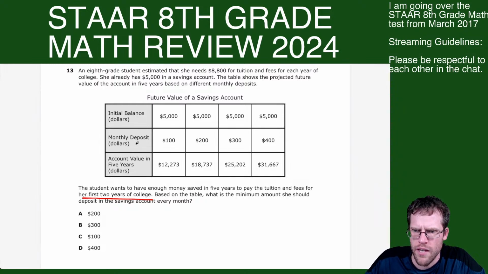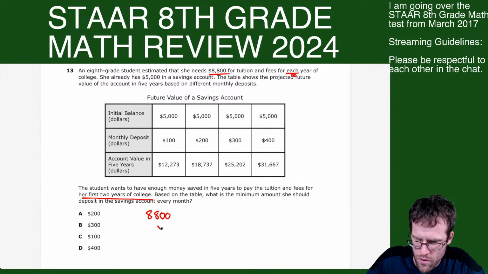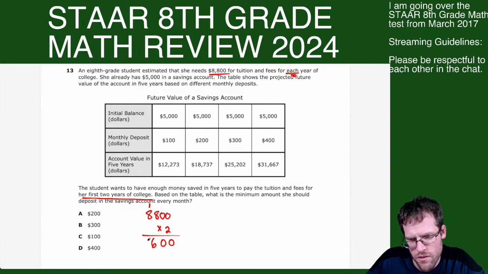So the initial is the same. The monthly deposit is here, and this is how much the account is going to have in 5 years. The student is going to need $8,800 for tuition and fees for each year of college. So how much is the tuition for 2 years? That's 8,800 times 2. We could just calculate it, or I'll just multiply it out. 2 times 8 is 16, carry the 1. 2 times 8 is still 16, plus 1 is 17. So the student needs $17,600 to pay for the first 2 years of college.